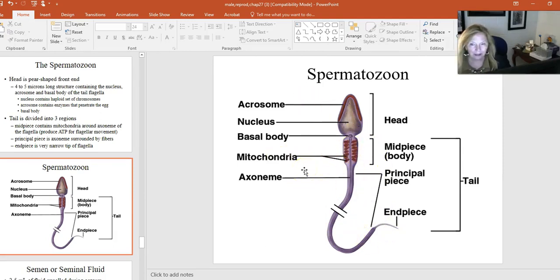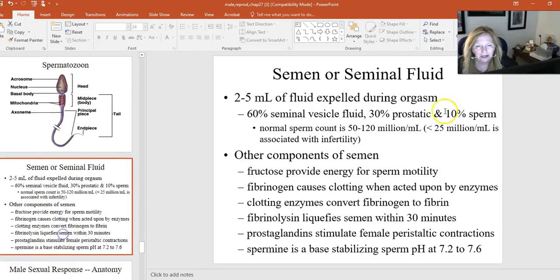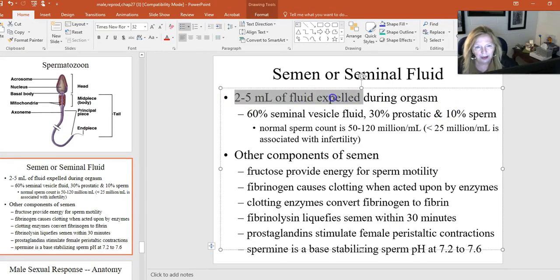These sperm can live for a few days, and need to. And then they would die. So this is what I was telling you about the fluid expelled. Sometimes that can be a problem if it's not always at the same time. But anyway, I'll talk about normal.